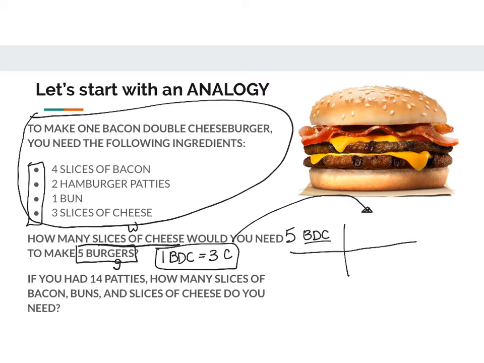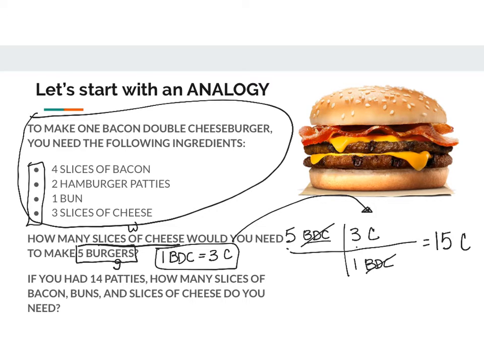So since I have bacon double cheeseburgers up here, my 1 bacon double cheeseburger from my conversion factor or my equal statement has to go on the bottom. And I know that's going to be equal for this recipe to 3 slices of cheese. So my bacon double cheeseburgers would cancel, and then I would get 5 times 3, which is 15 slices of cheese. Okay, so the next one is saying that I have 14 patties. How many slices of bacon, buns, and slices of cheese do I need?